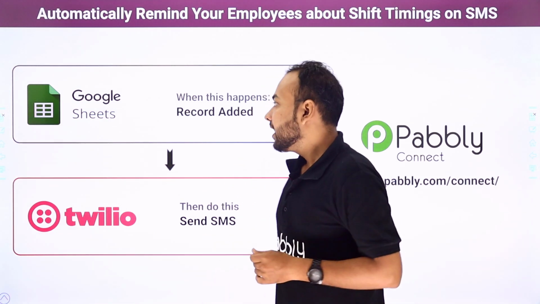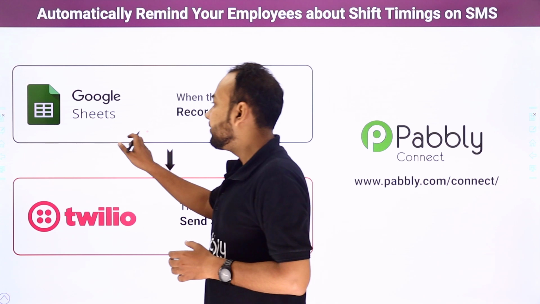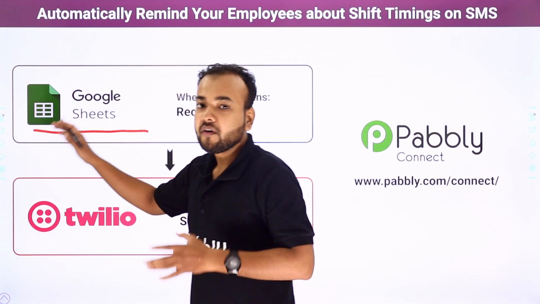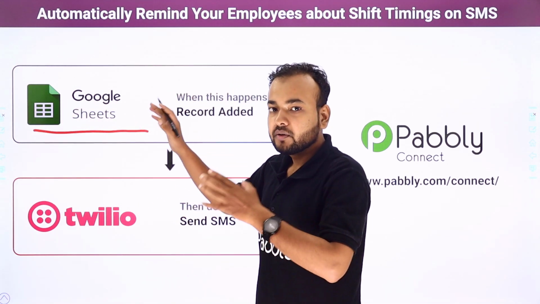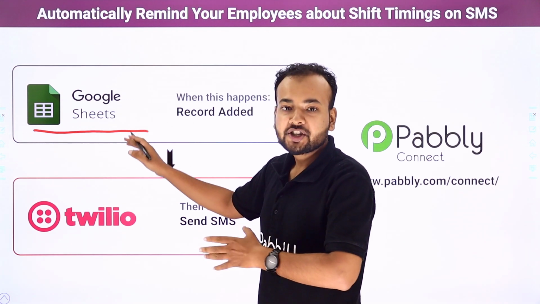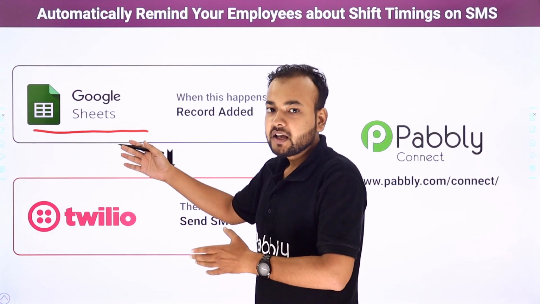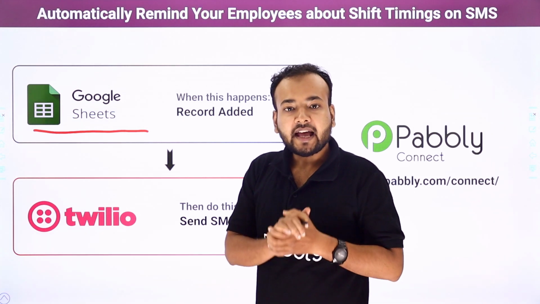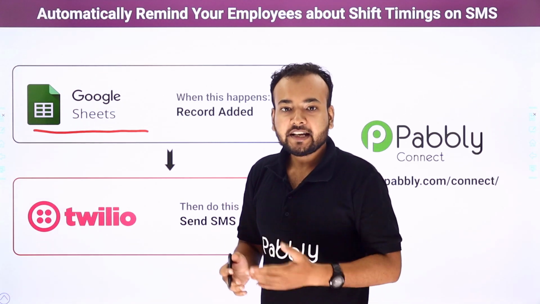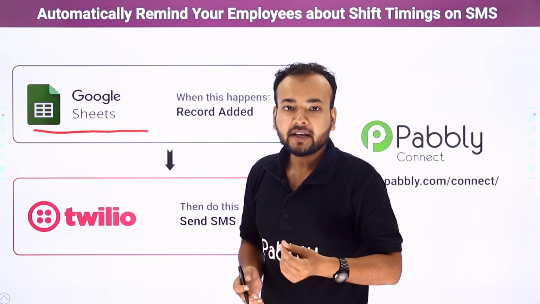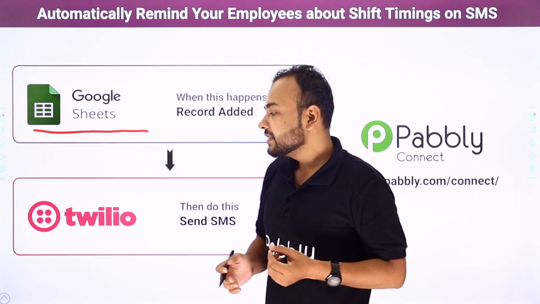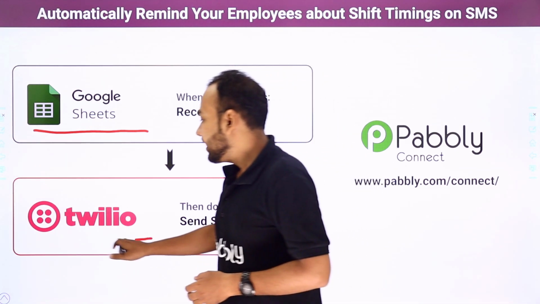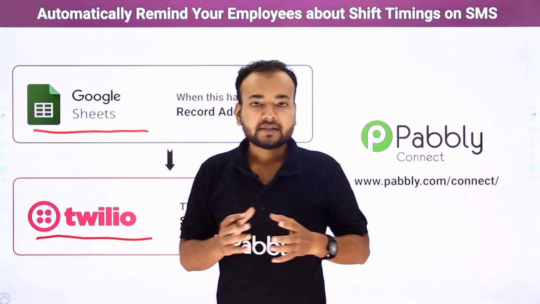So you have created a Google Sheet in which you have filled the details of your employees, and along with those details you have added and mentioned the new shift timings of the office of your employees. Now you want to send the SMS about the details of the new shift timings to your employees, and you are using Twilio to send the SMSs.